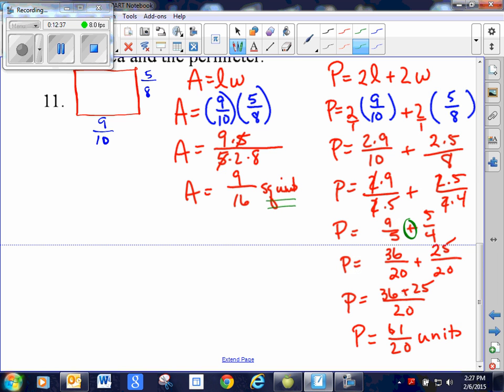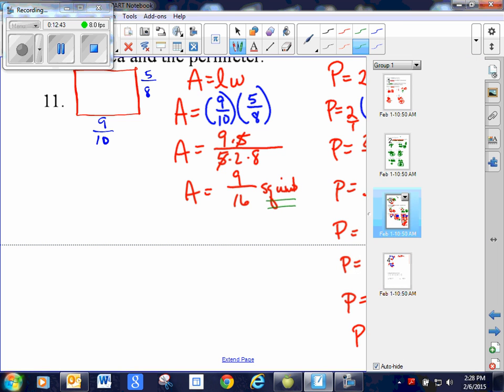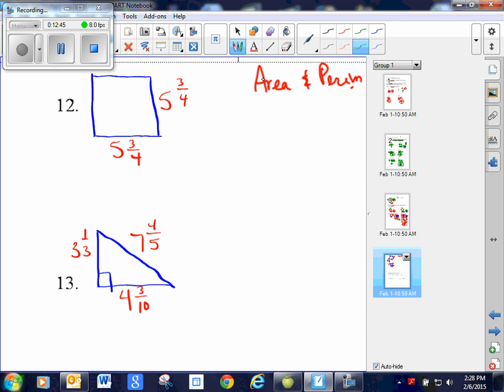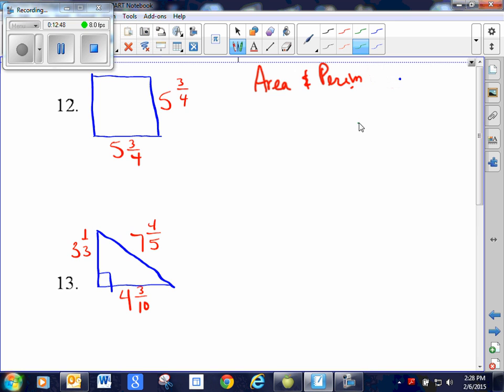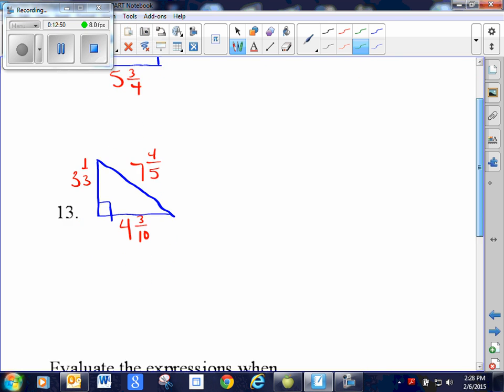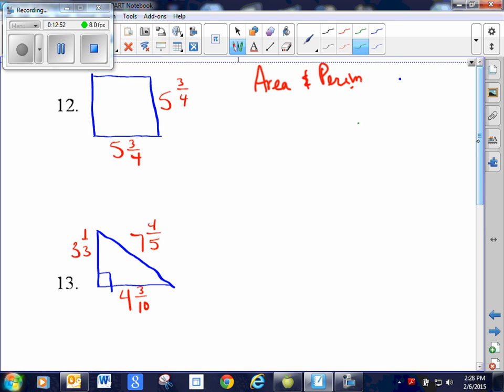This may be one you might want to work on your own. Kind of cover this up with a sheet of paper and see if you can do this on your own. Couple more. Oh, yes, I have some problems for you to do, as a matter of fact. So 12 and 13 are area and perimeter. I want you to work both the area and the perimeter, just like I did in the other 2 examples.